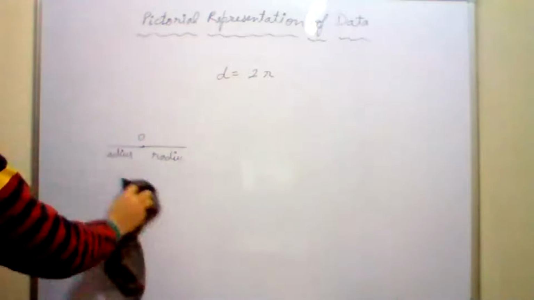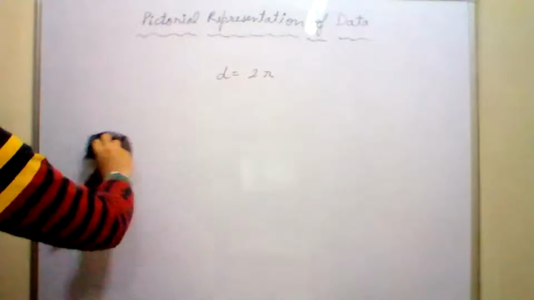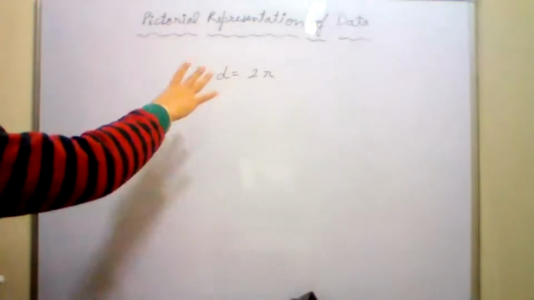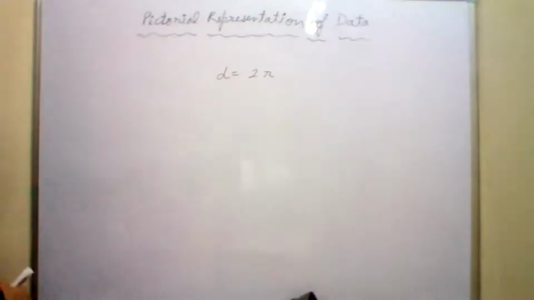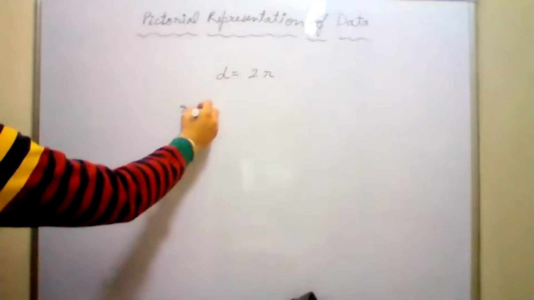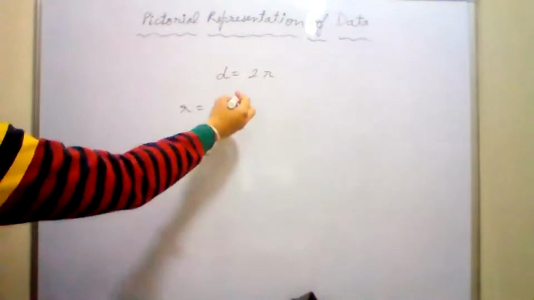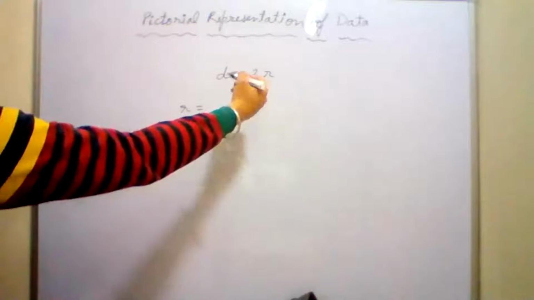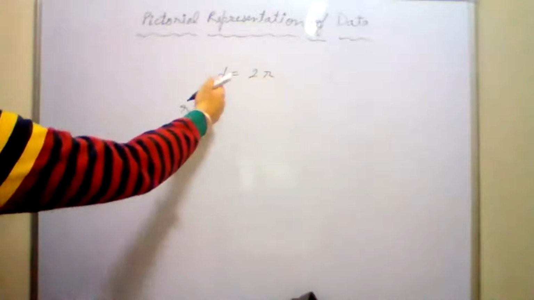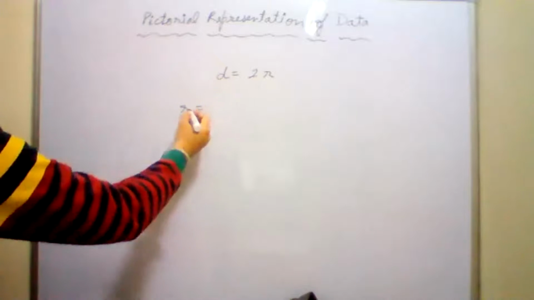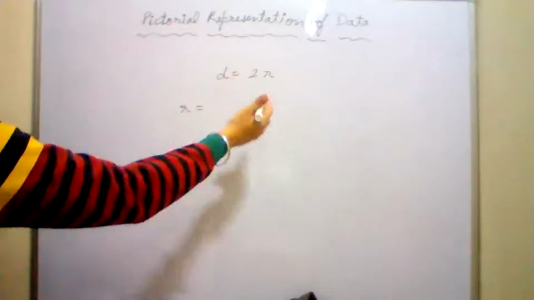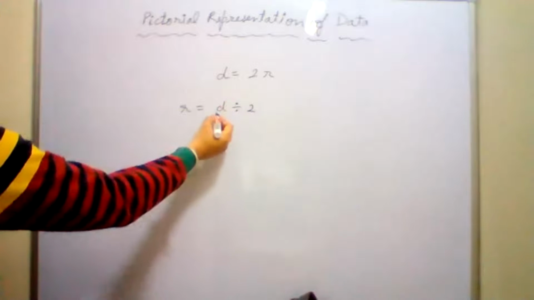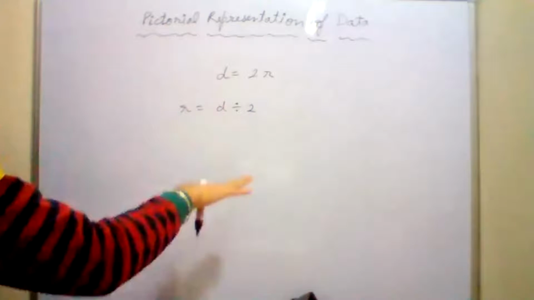Now, if we want to find diameter, we will use the formula 2 into radius, and if we want to find radius, we will use the formula diameter upon 2. Yes, very good, correct. So if you want to find diameter, you will multiply radius by 2. And if you want to find radius and diameter is given, you will divide diameter by 2. Diameter divided by 2, half of the diameter.